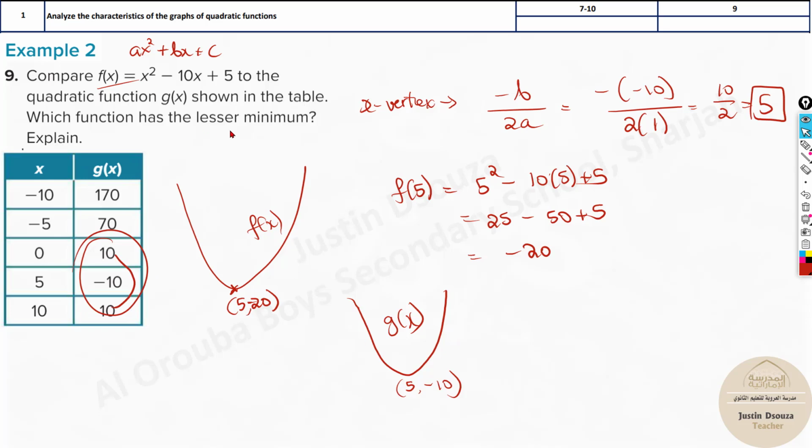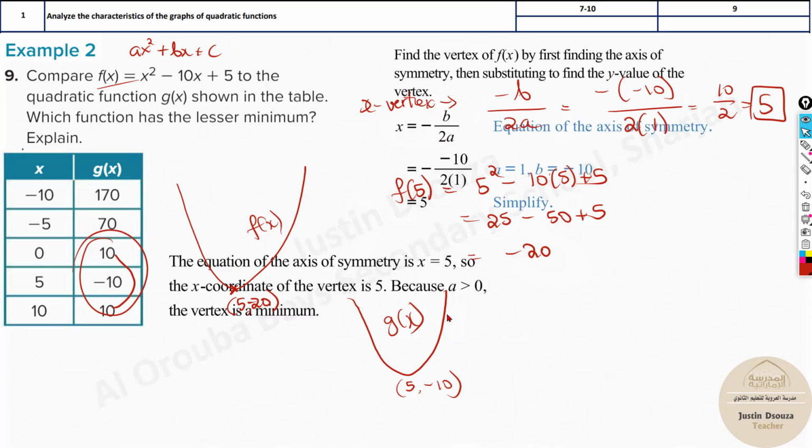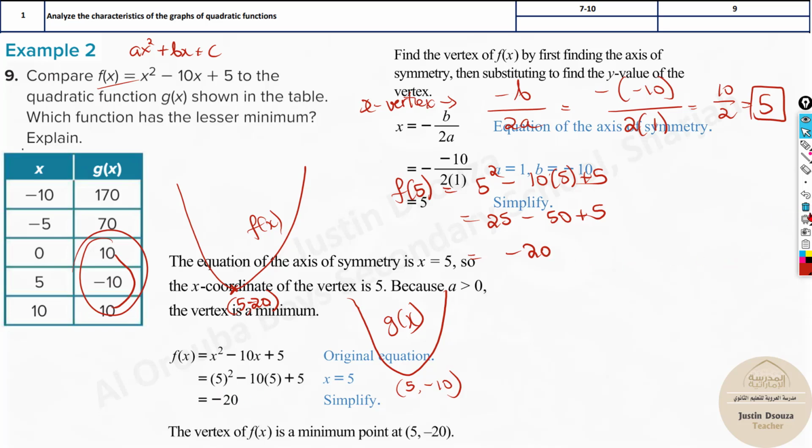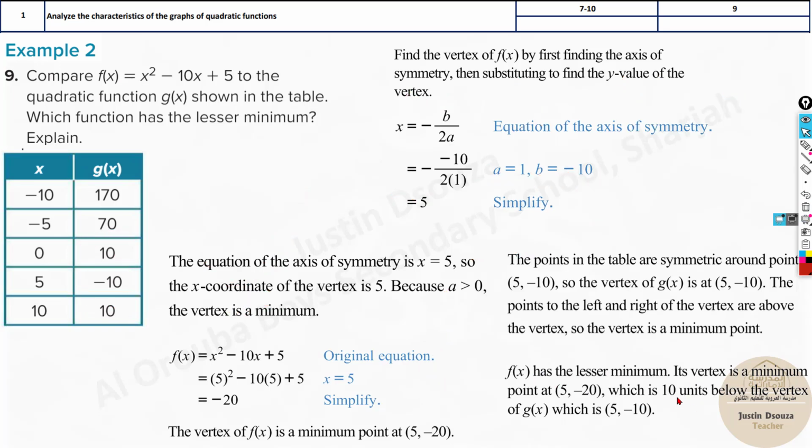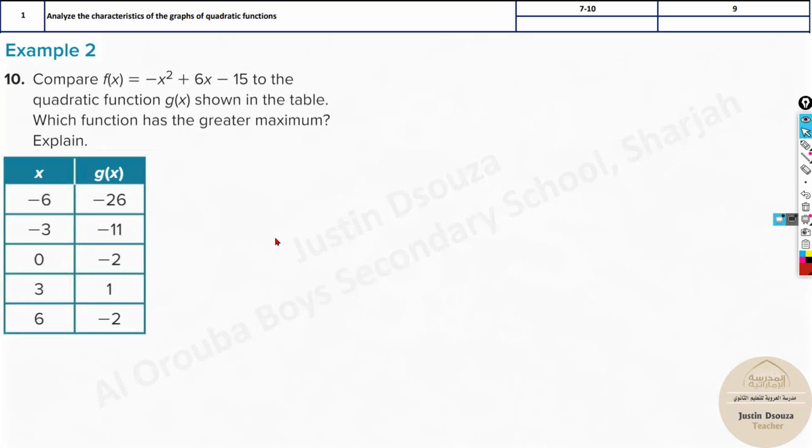This is enough, and that's how we find lesser minimum. You can see this is negative 20, which we also found out, and then we just compare. f of x has lesser minimum, which is 10 units below the g of x function. That's it. Same thing over here. Please do try it and do it by yourselves.